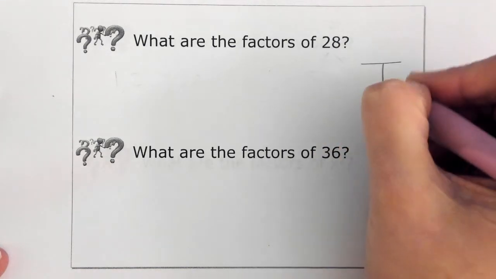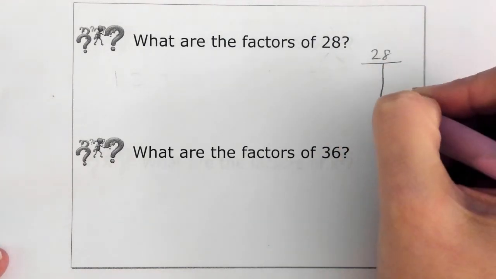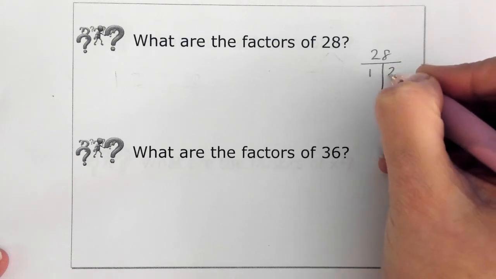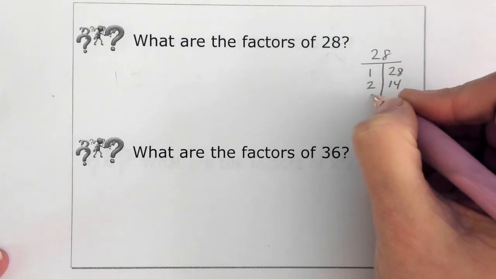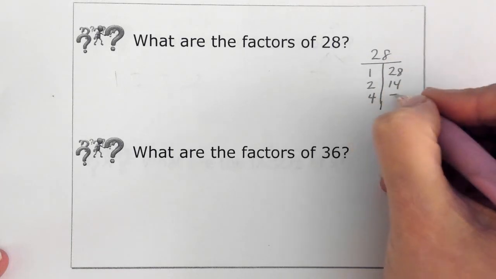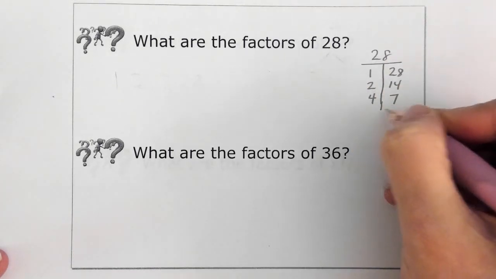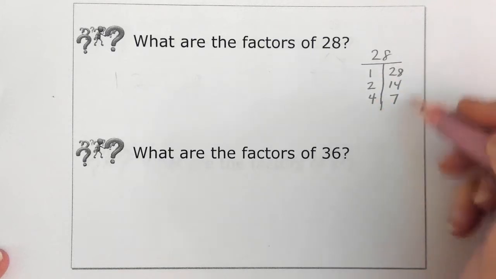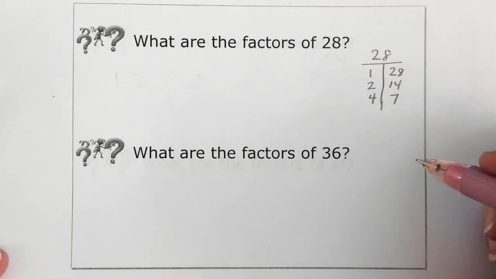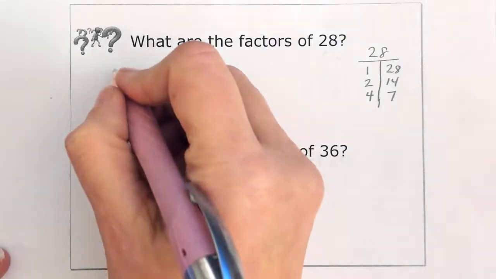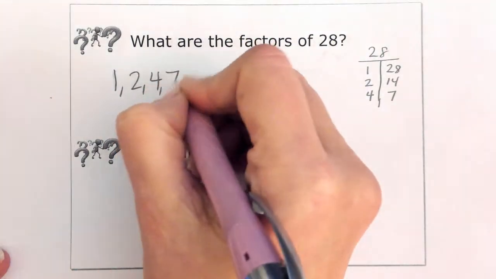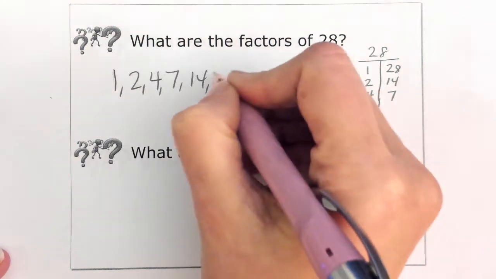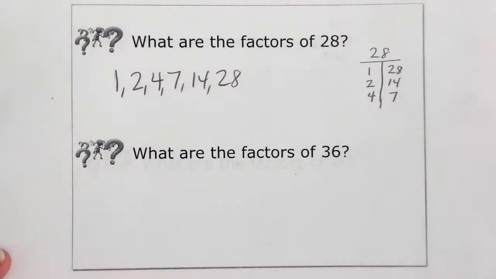So the way I do it is I say 28. How can I get 28? Well, I can do 1 times 28. I can do 2 times 14. 3 times nothing gets me 28, but 4 times 7 gets me 28. There's no 5, no 6, and then I come back to 7. So these are all my factors of 28. If I list out all my factors, I have 1, 2, 4, 7, 14, and 28.